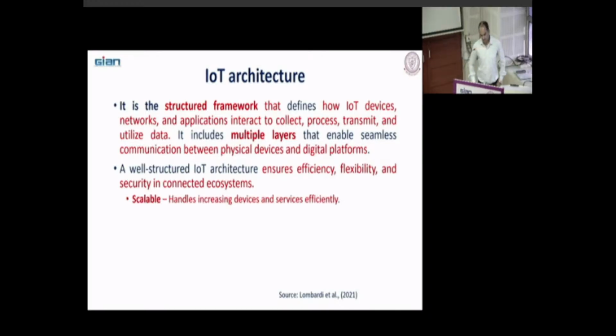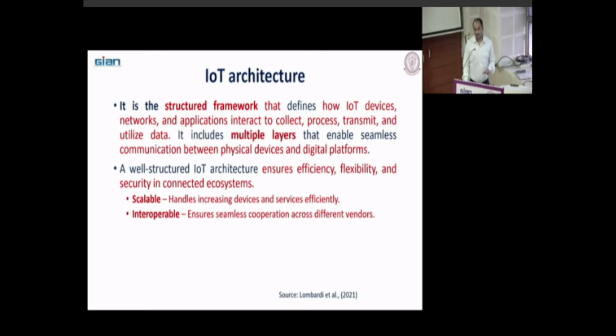So for a well-structured IoT architecture, what are the requirements? Scalable. What is it? Scalable means, suppose now in your company or supply chain, only a couple of devices are connected to your platform. But what happens if the number of devices increases? Do you think that your IoT platform will work? So that scalability should be there. It should handle the increasing devices and services efficiently. If it doesn't handle the increasing devices and services, then there will be a problem. So you need to focus on the scalability there.